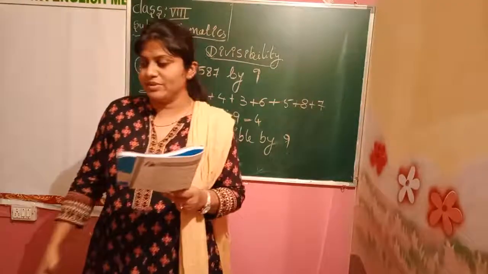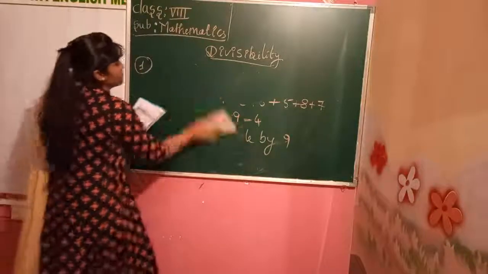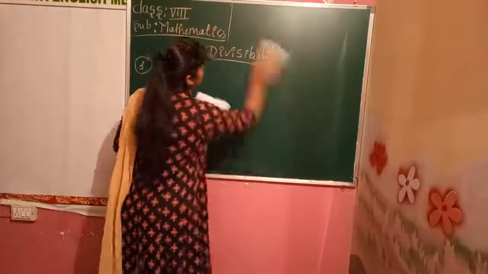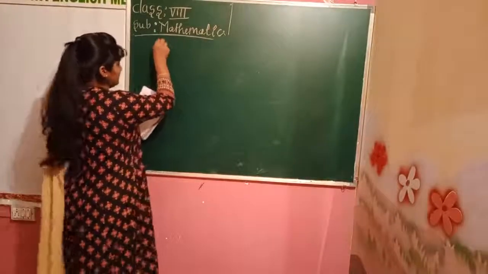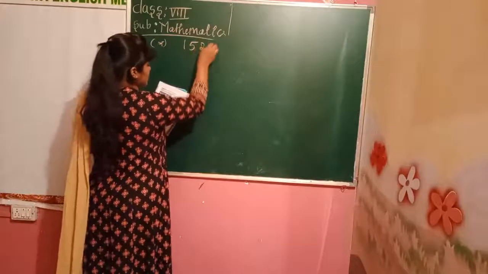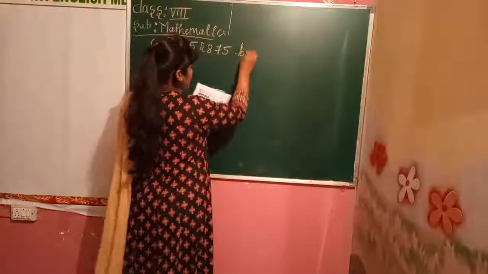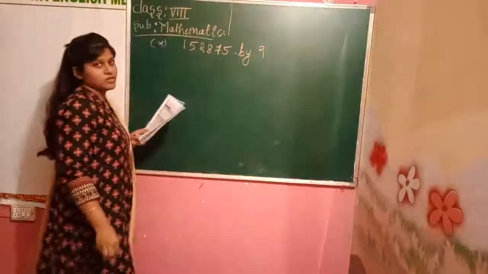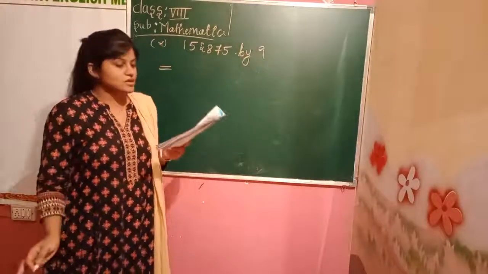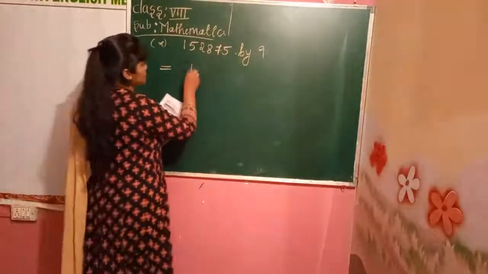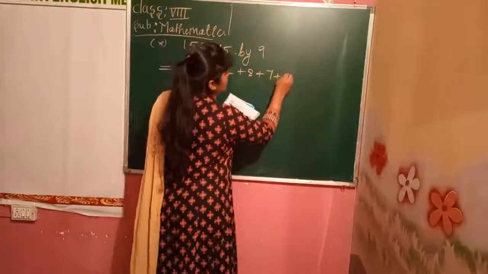They have given one more example there. One more example we have: 1, 5, 2, 8, 7, 9. By what number? By 9. Now we have to expand the number, we have to separate the digits first. 1 plus 5 plus 2 plus 8 plus 7 plus 9.